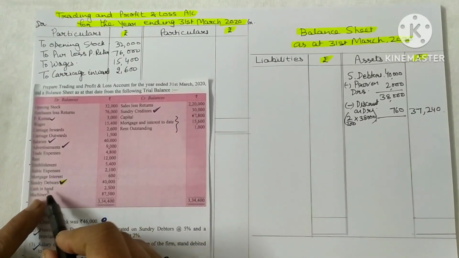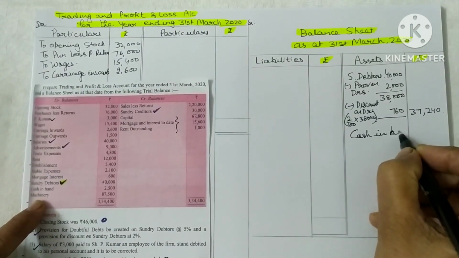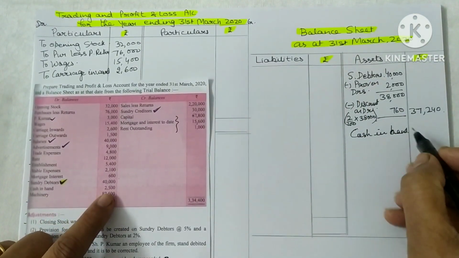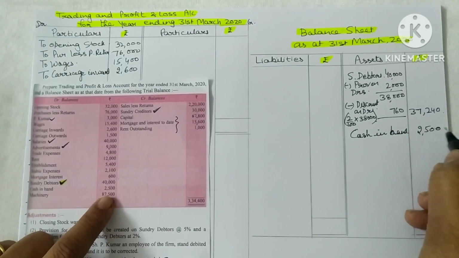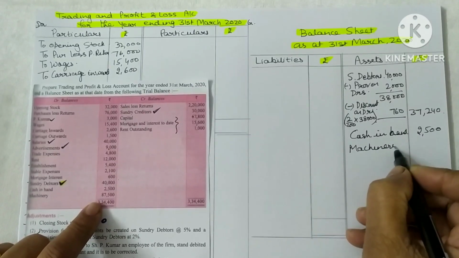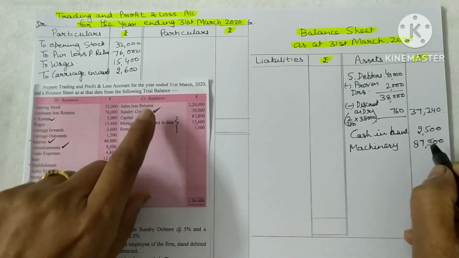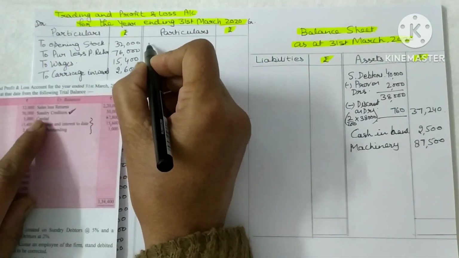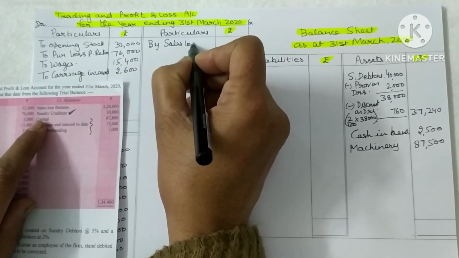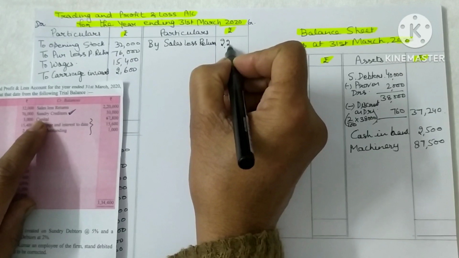Next is cash in hand. Cash in hand you have to show in the balance sheet, at the top. Machinery, 87,500 on the asset side. Sales less sales return in the trading account. Sales less returns, 2,20,000.